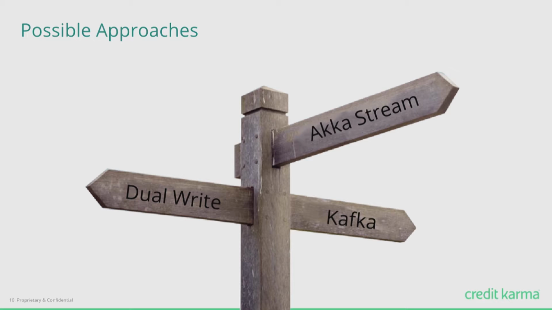Now, based on that, we looked at what are the possible mechanisms for doing this. One was to do a dual write. The second was, can we do something like a message bus? And the third one was, can we reframe this problem and look at stream processing? So we will go into a little bit more detail into some of these.